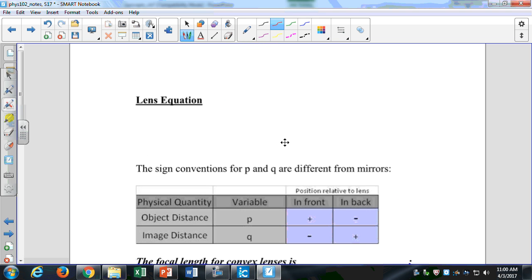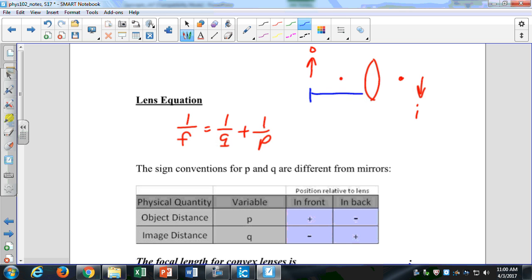And in fact, the lens equation looks a lot like what it looked like for mirrors. 1 over f looks exactly the same: 1 over q plus 1 over p. So for example, if I have a convex lens, this is my object. It's going to turn out that this will be my image, which we'll show with our ray diagram soon. You'll see those again. They'll be similar. This is my value for p. This is my value for q.